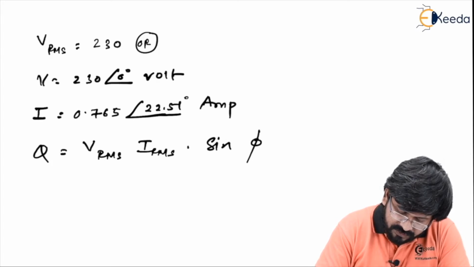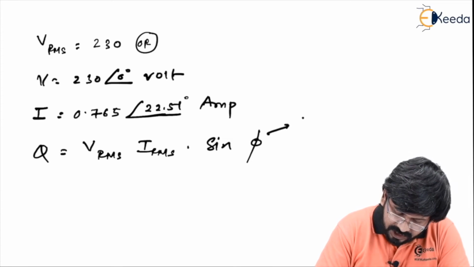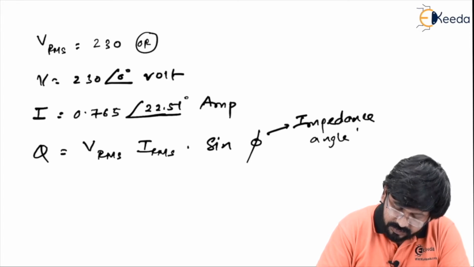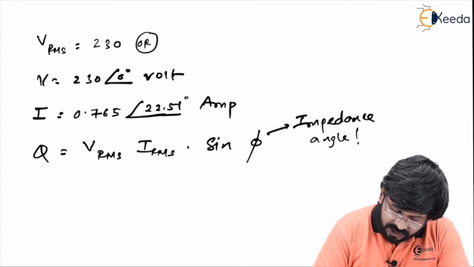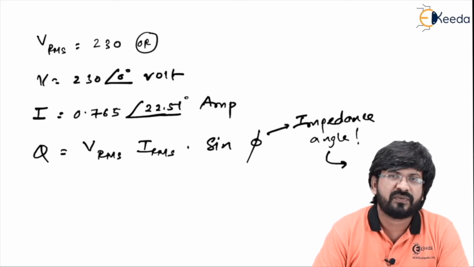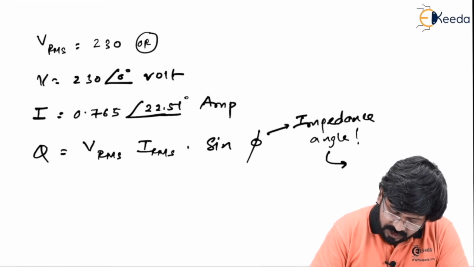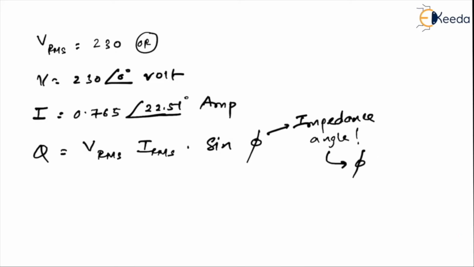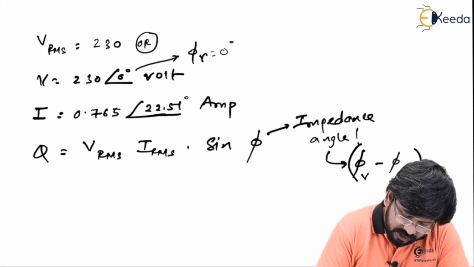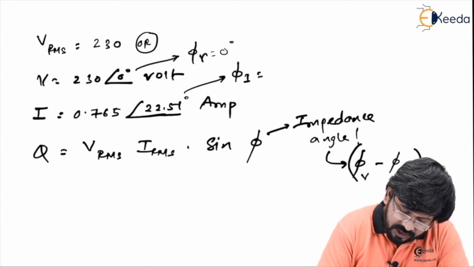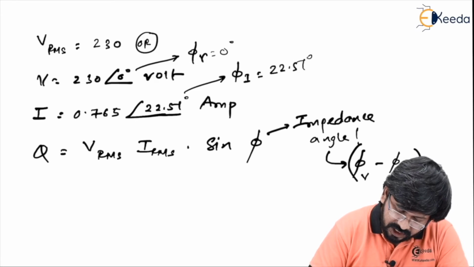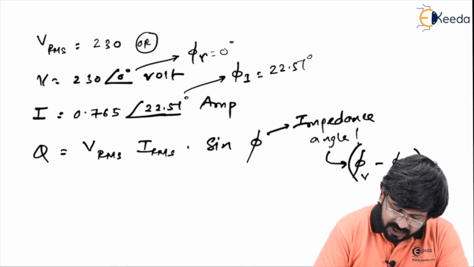I'm sure you remember what is phi. Phi is actually called as impedance angle. But this impedance angle is also known to be phase difference angle between voltage and current. So in fact, I can take this as phase of voltage minus phase of current as a difference. As you can see, your phi V is 0 degree and phi I is what? It is 22.51 degree. Just take a subtraction of them, that is difference of them.